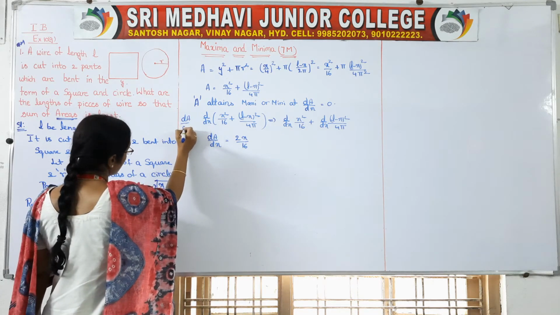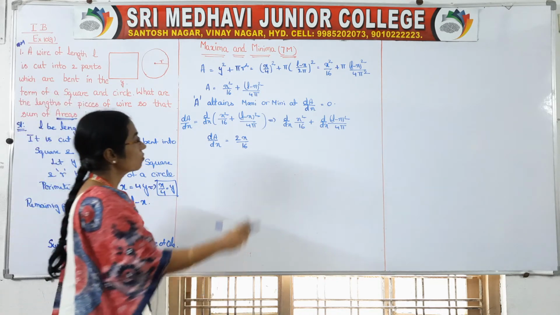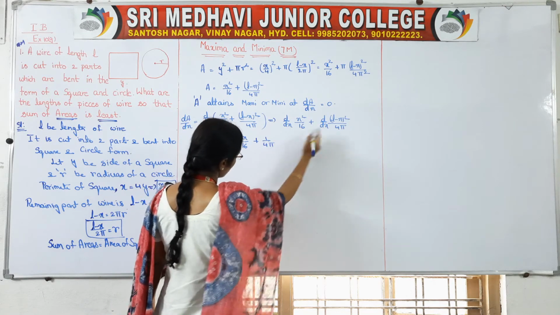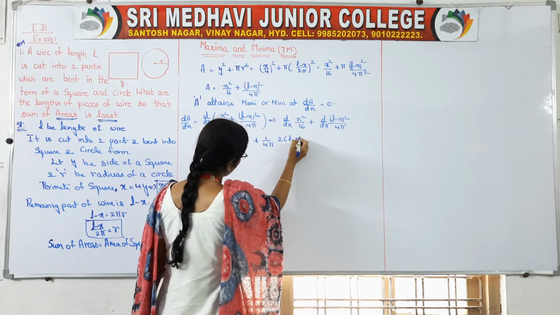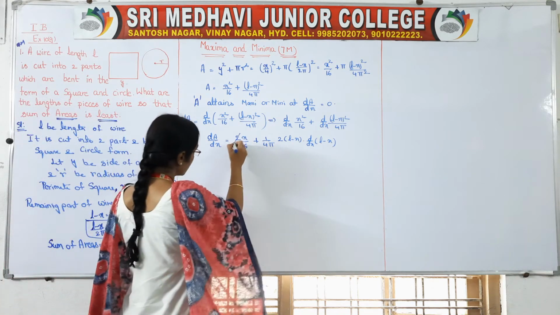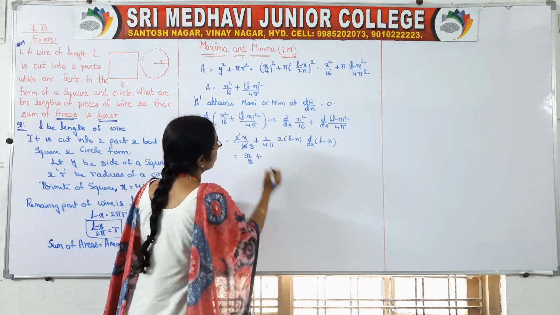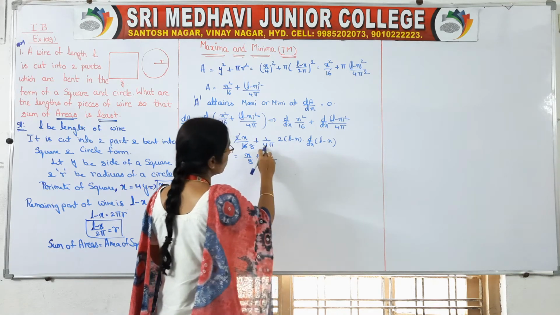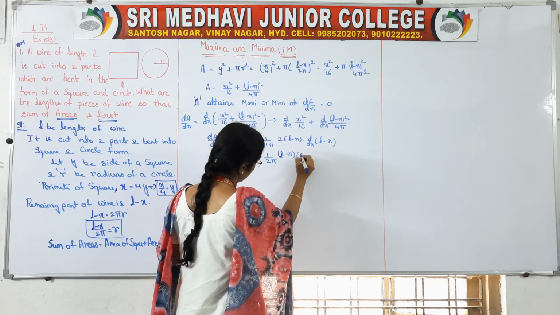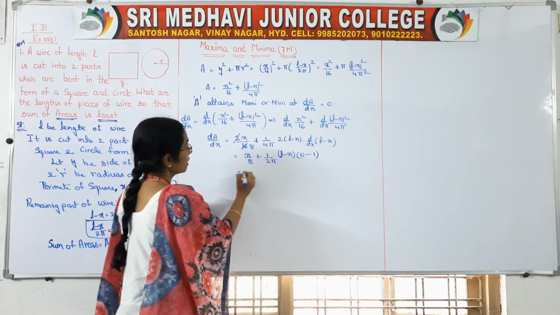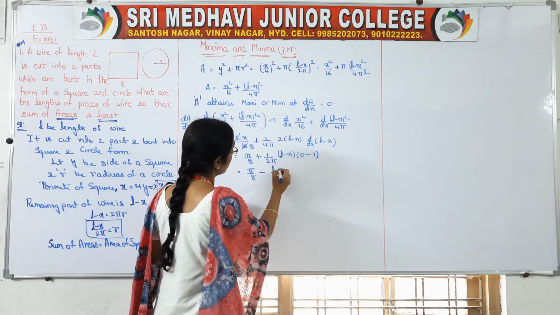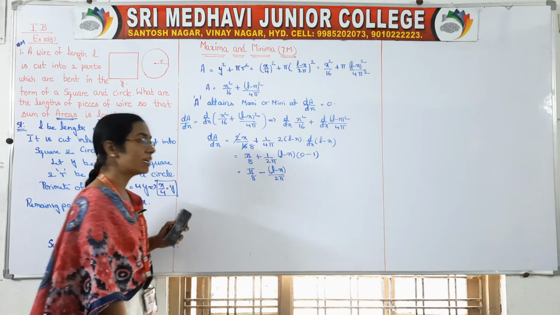Here only we will write dA by dx, so that it will be clear for you. So 1 by 16 is constant, and d by dx of x square is 2x. Plus 1 by 4 pi is constant, d by dx of L minus x whole square is 2 into L minus x into d by dx of L minus x. So 2 ones are 2, 2 eights are 16, so x by 8 plus 1 by 2 pi, 2 twos, L minus x into d by dx of L is 0, d by dx of x is 1. So this is 0 minus 1, which is minus 1. So minus of plus is minus, L minus x by 2 pi. This is our dA by dx.